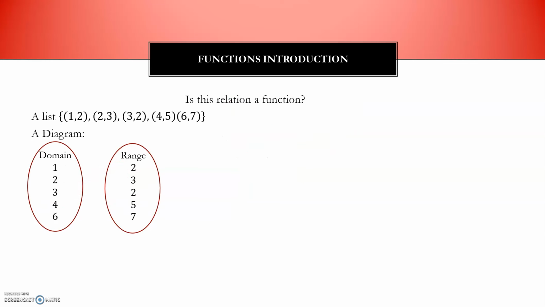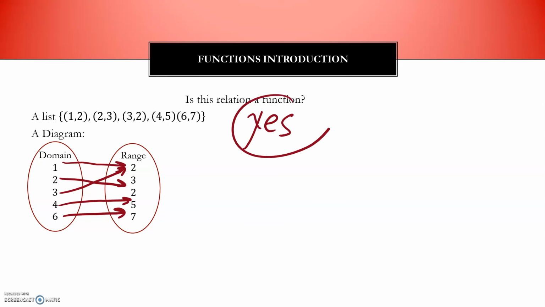Is this relation a function? All right, let's make the diagram. 1 goes with 2, 2 goes with 3, 3 goes with 2 also, 4 goes with 5, and 6 with 7. This one is a function.